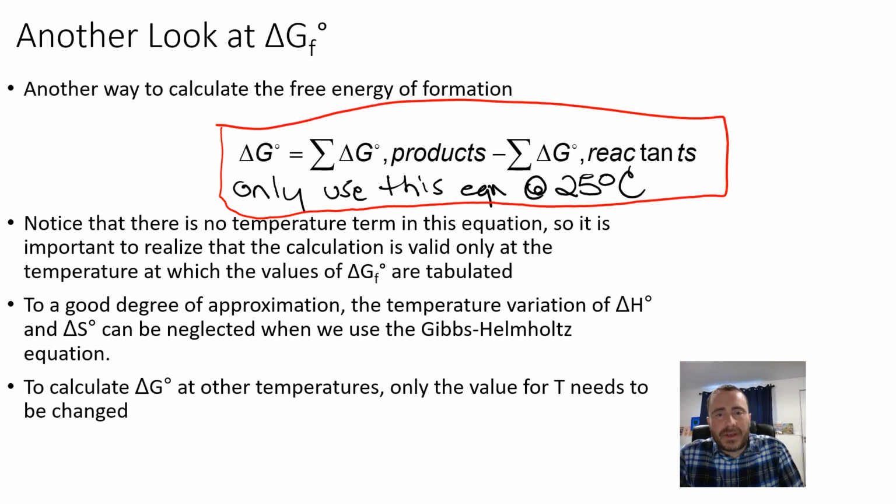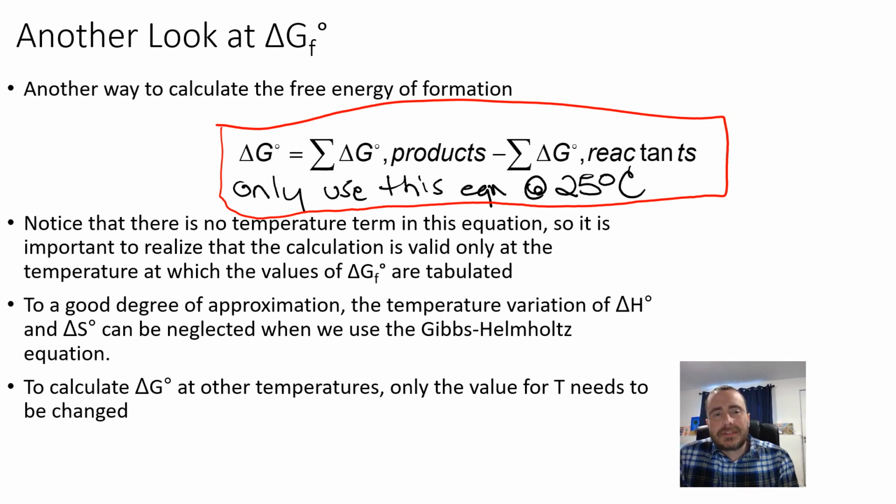In the Gibbs-Helmholtz equation, there is a temperature factor in there. Your Gibbs free energy is really reliant on your temperature. Your enthalpy changes a little bit with temperature, and your entropy changes a little bit with temperature, but they change at the same rate. Since you're taking enthalpy and subtracting off T delta S, they kind of counterbalance each other, and so we can neglect that when we calculate those at other temperatures.